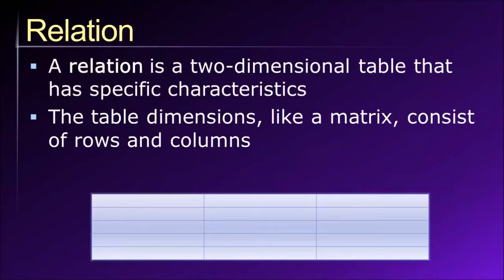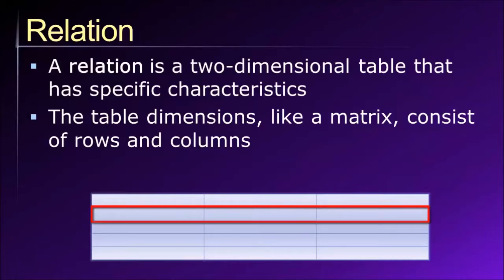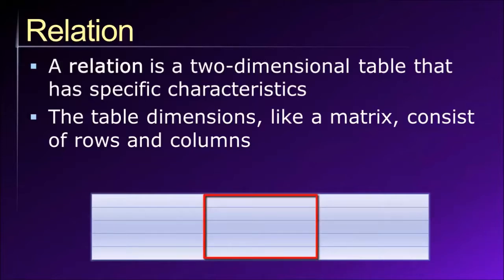Next, I'd like to talk about a concept known as a relation. A relation is a table. If you recall last time, we said that a table is essentially a two-dimensional grid which contains both rows and columns. A relation is a specific type of table. That is, in order for a table to qualify as a relation, the table must have certain characteristics. Let's see what these characteristics are.